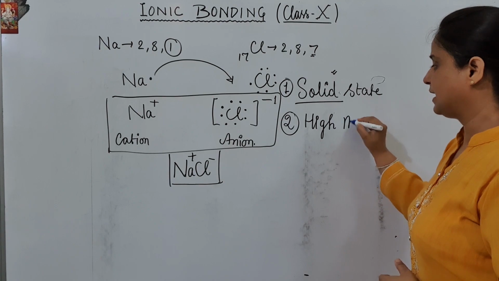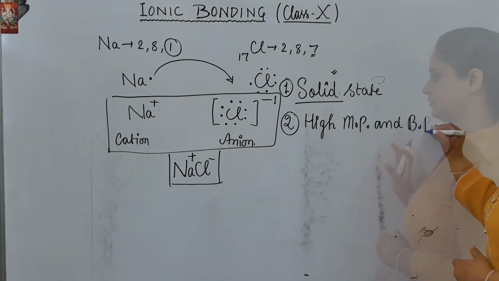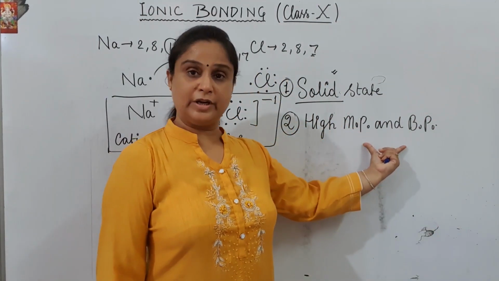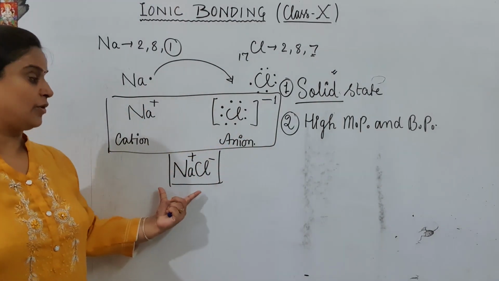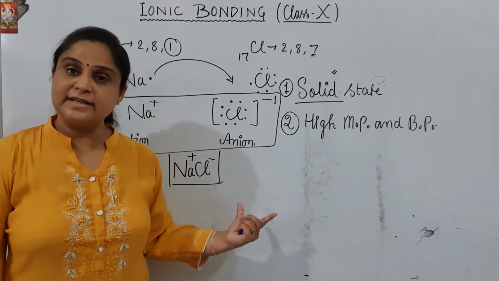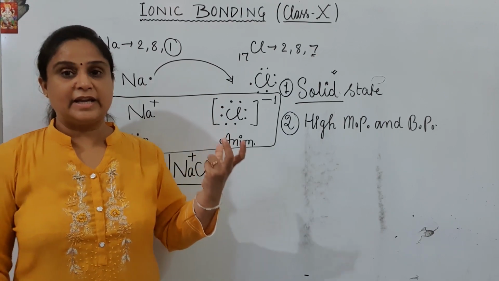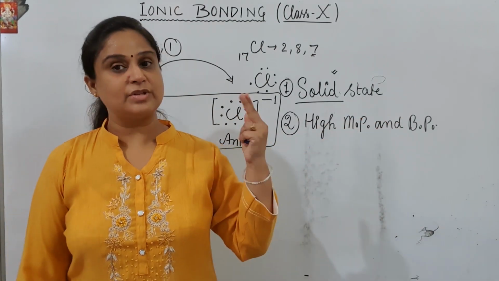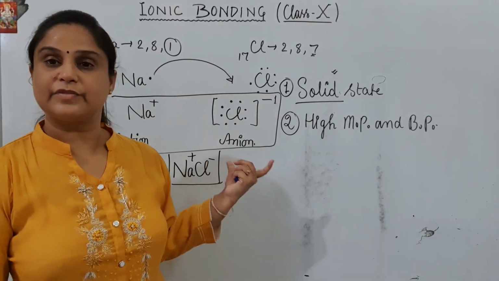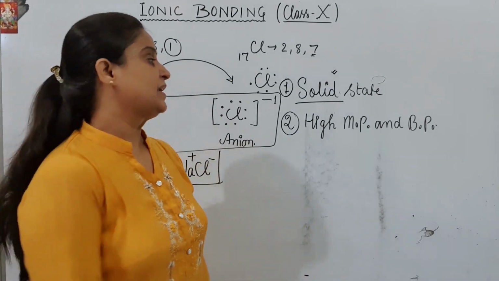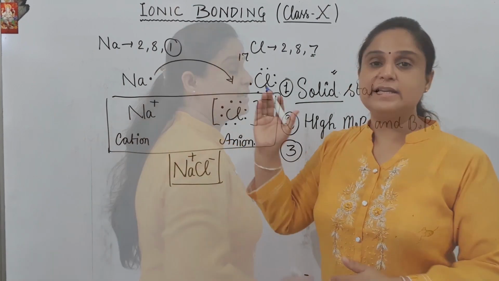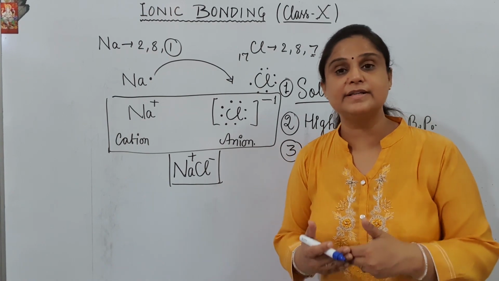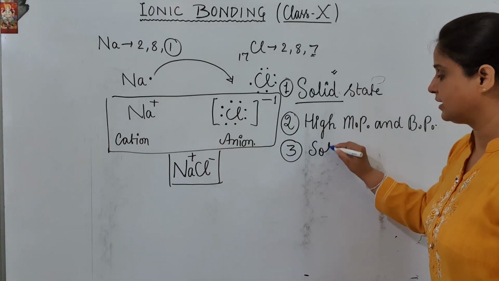High melting point and boiling point. The reason behind high melting point and boiling point is the same as in the case of the solid state. What is that reason? Because they were strongly held with each other. They are not easy to separate out. That is why their melting point and boiling point become higher. The same reason is there, because of the strong forces of attraction between these two species. The next property of these compounds is that they are soluble in polar solvents, and the best example of a polar solvent is water. So these are soluble in water.